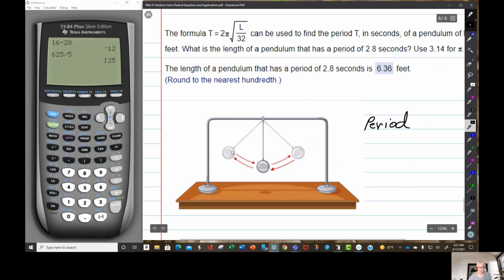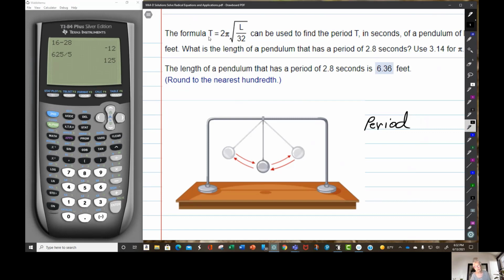Let me do it with this. You pull it over here, you let it go, it swings as far as it can over here, and then swings as far as it can over here. That is one period. You let the pendulum go, and it swings, and when it comes back to where it started, not down here, but to where you started it, that is one full period.